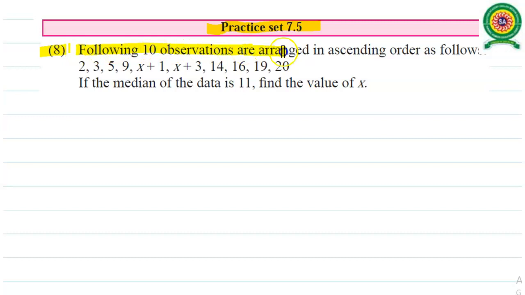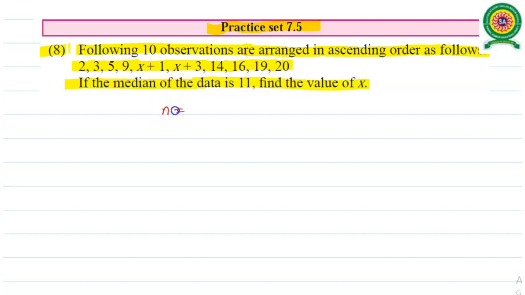Look at question number 8 from practice set 7.5. The following 10 observations are arranged in ascending order as follows. So the observations are already arranged in ascending order. The total number of observations we have is 10: 2, 3, 5, 9, x plus 1, x plus 3, 14, 16, 19, 20. If the median of the data is 11, find the value of x.